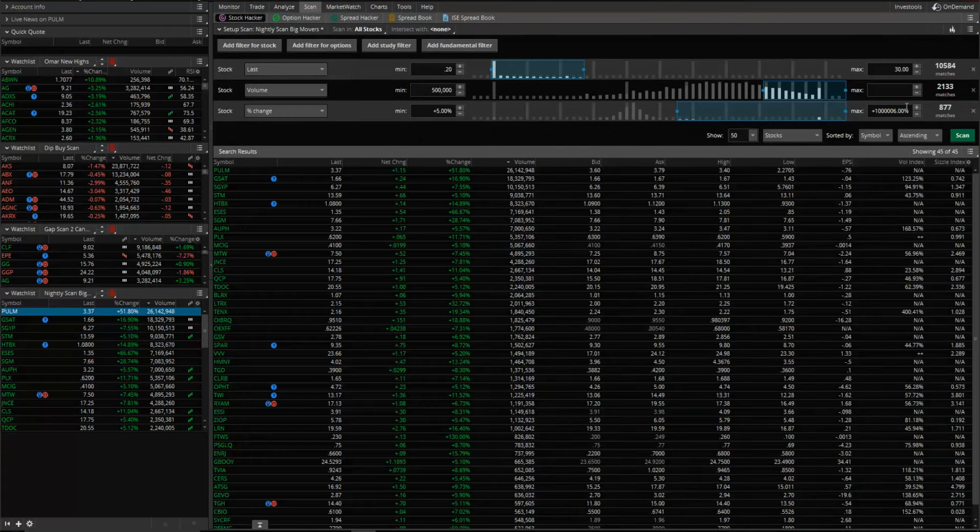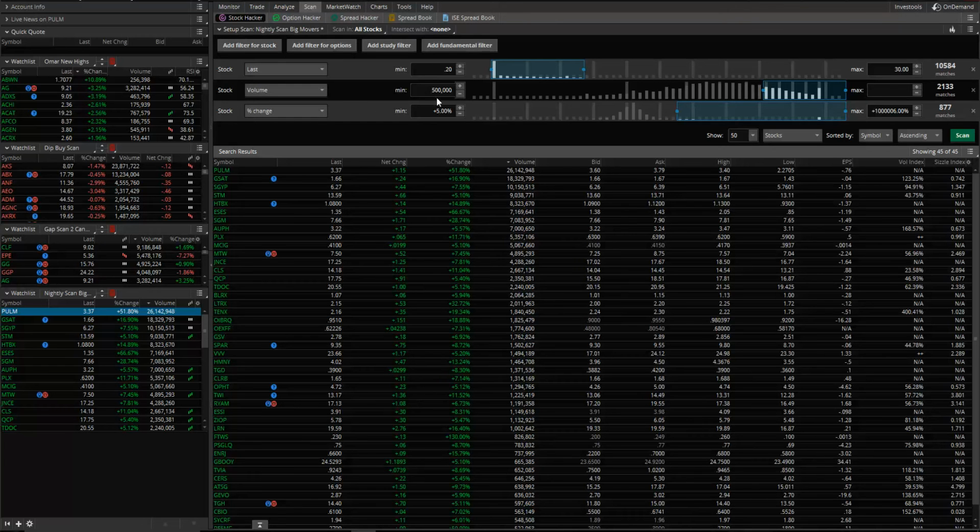Just to show you the criteria really quickly, if I go to the scan tab, you're going to notice that this is my nightly scan. I look for my criteria between 20 cents and $30. Now you can make this whatever you want. Maybe you don't care to trade stocks that are under $1. You want to trade stocks between $10 and $50, or $20 and $100. It's whatever your preference is.